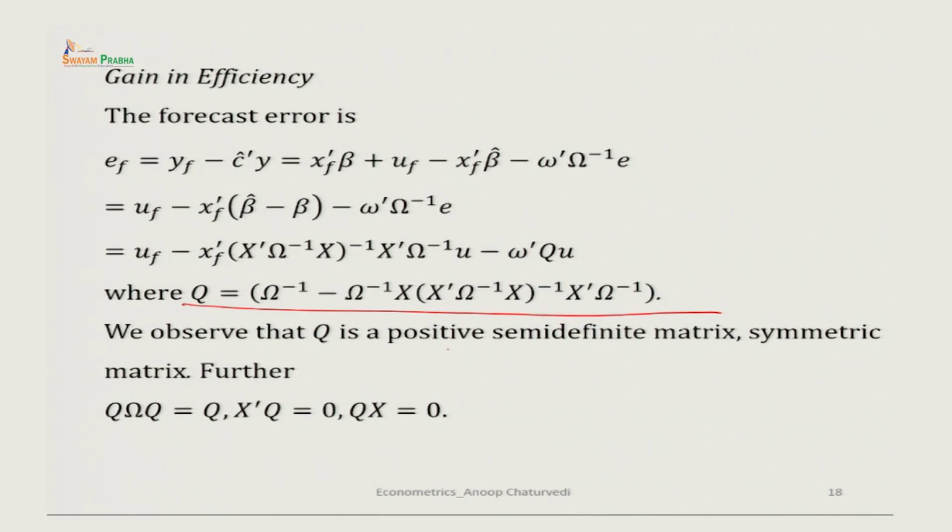And then we observe that Q is a positive semi-definite matrix, symmetric matrix also. Further, we observe that Q omega Q is equal to Q. You simply multiply Q by omega and then you again multiply it by Q, then finally you obtain Q. And if you take X transpose Q, then X transpose Q is equal to X transpose omega inverse minus X transpose omega inverse X, again you have X transpose omega inverse X inverse. So, you get identity here, then X transpose omega inverse. So, you have X transpose omega inverse minus X transpose omega inverse. So, this is 0. Similarly, Q X is also equal to 0.